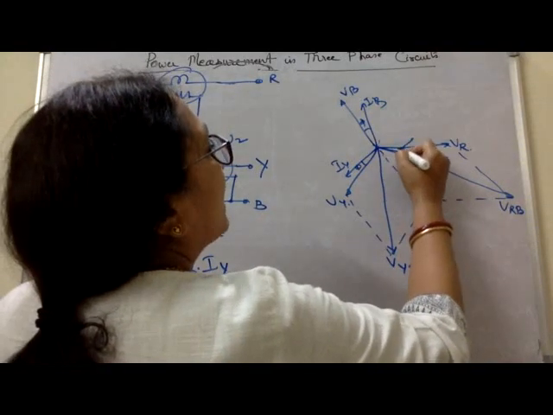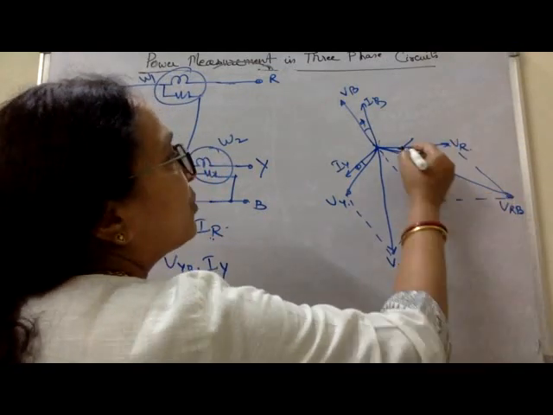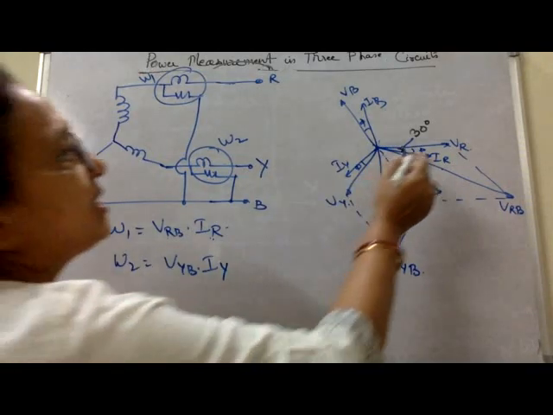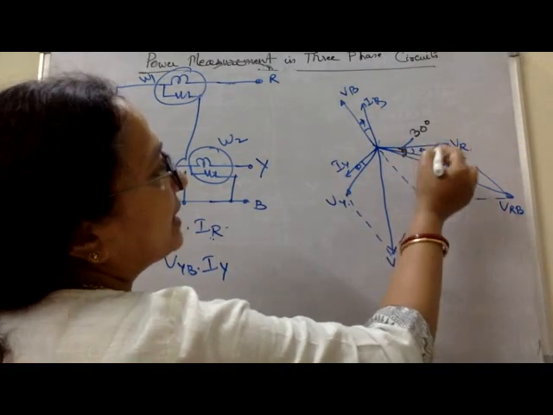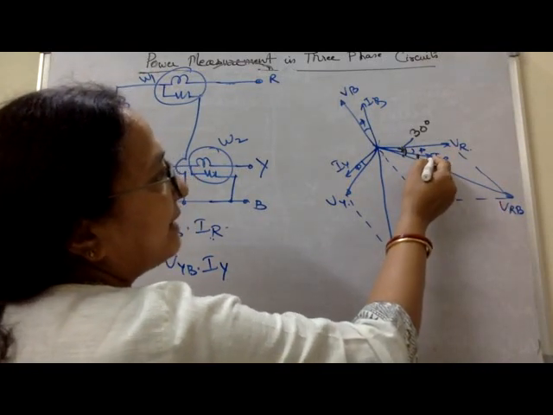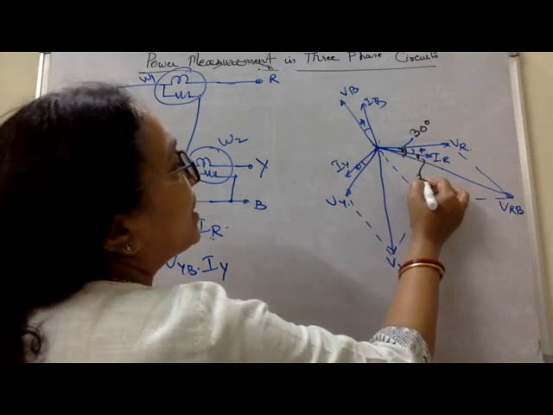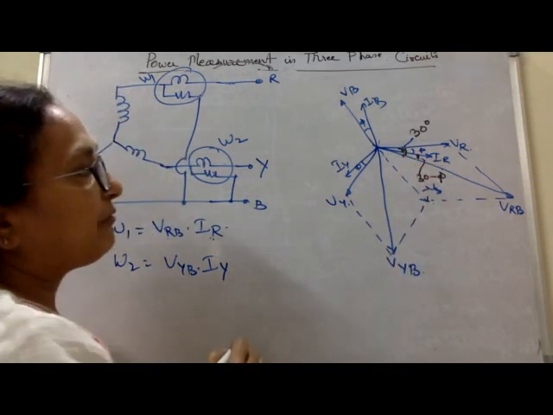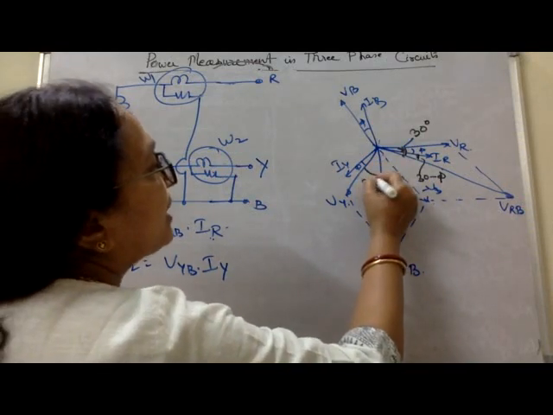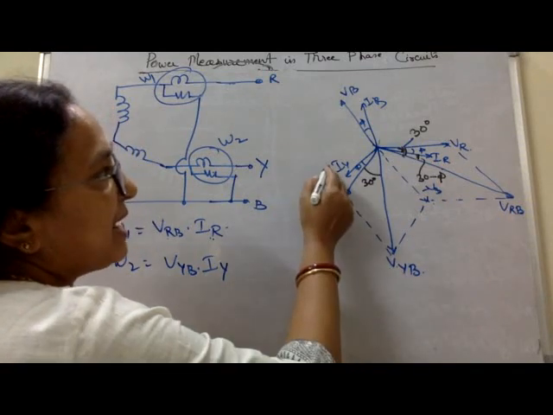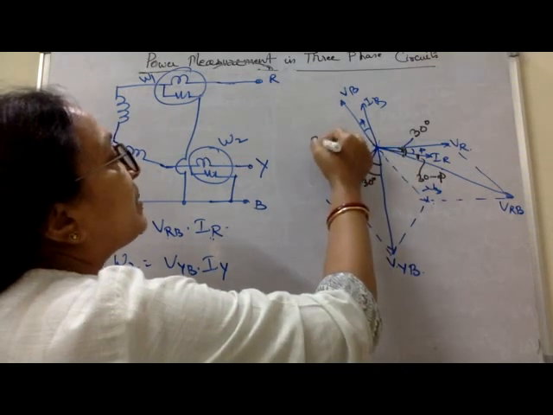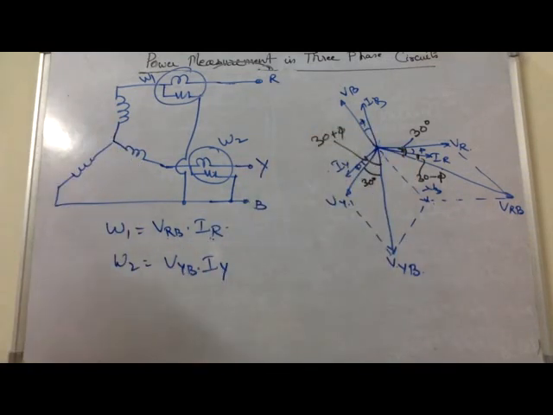This total angle is the angle between VR and the line voltage. The line voltage leads the individual phase voltage by 30 degrees. Now this angle is 30 degrees, so the angle between VRB and the current IR will be 30 minus phi. Similarly, for VYB, this is also 30 degrees, so the angle between VYB and IY is 30 plus phi.